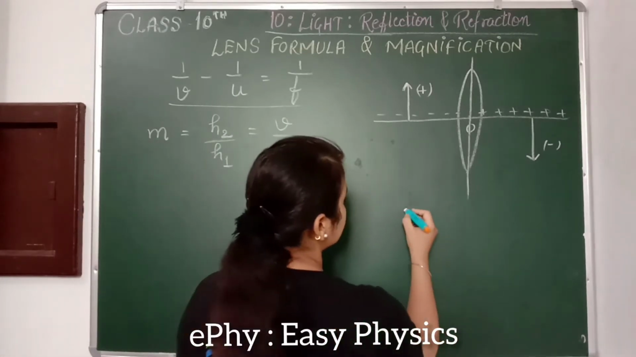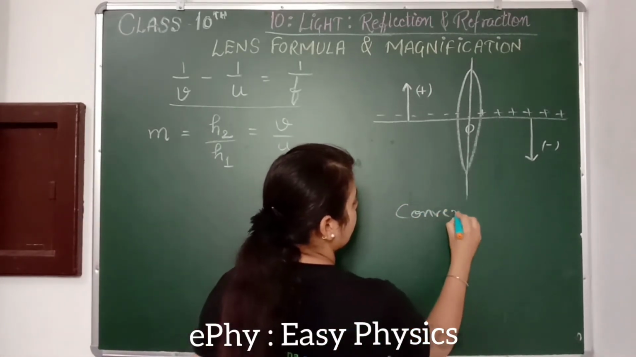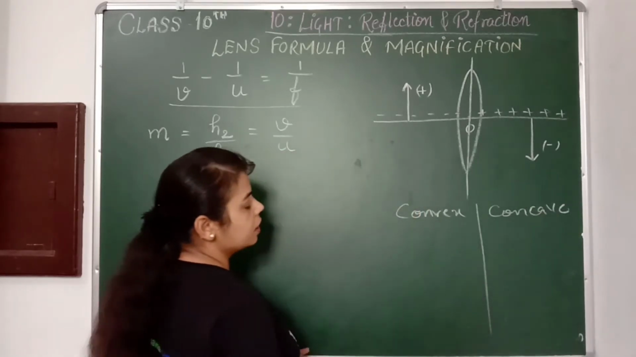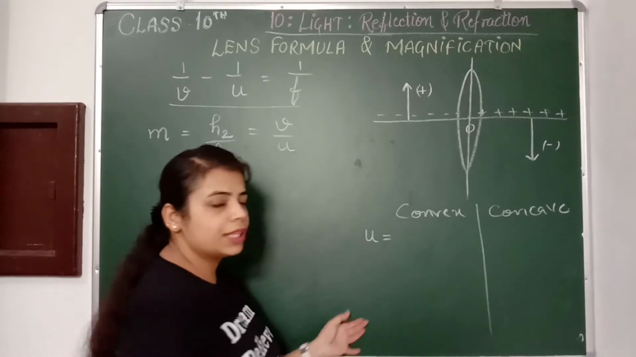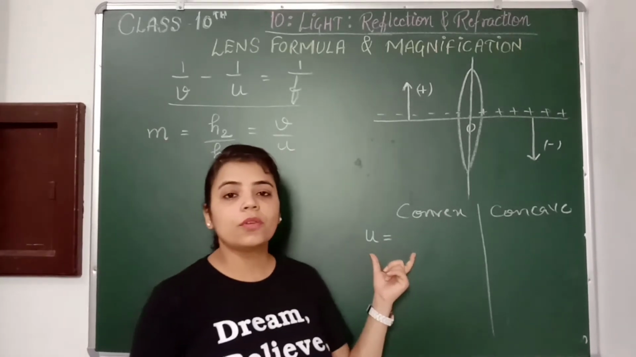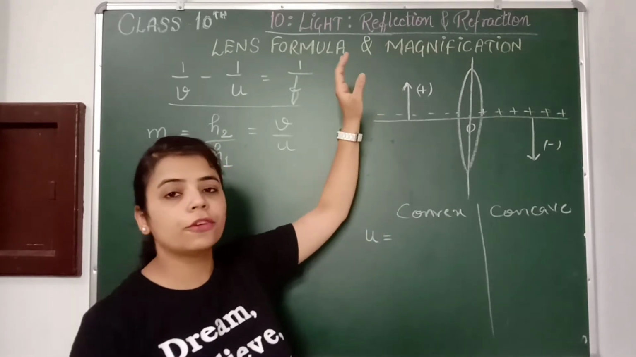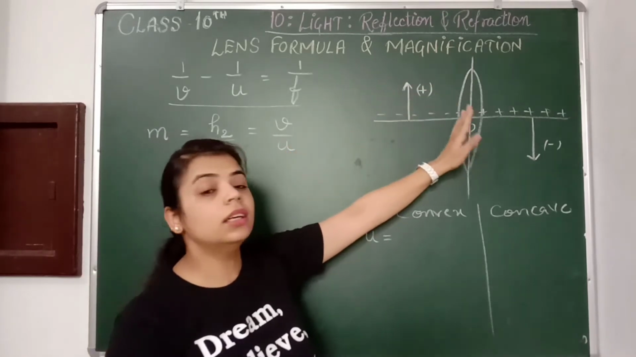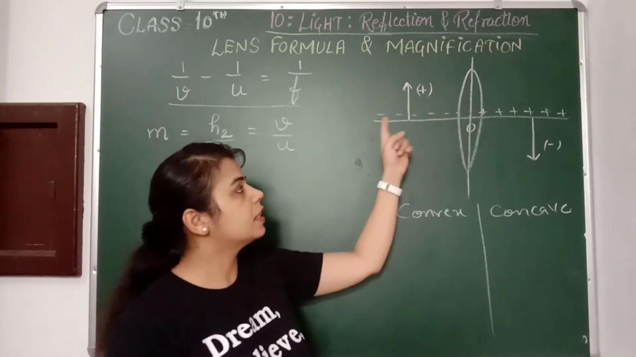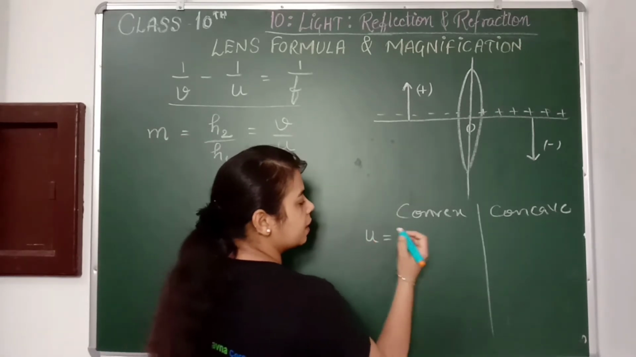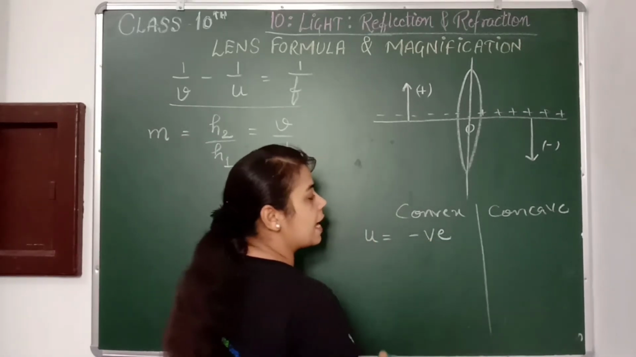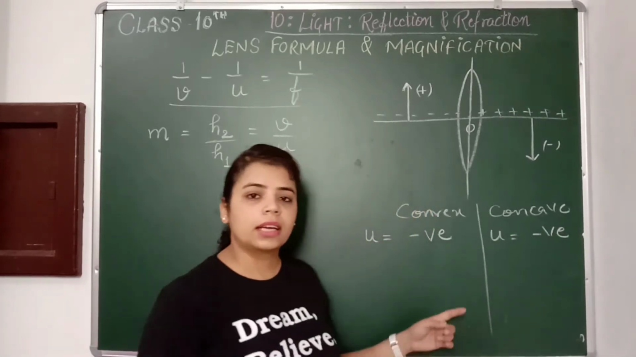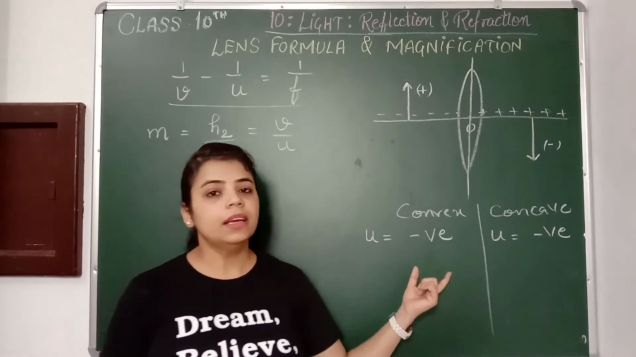Now we will check the various signs of v, u and f for the concave and convex lenses. Let us consider convex and concave lenses simultaneously. First let us consider object distance. As I am saying, we are considering the light incident from left to right always. So the object will always be towards the left of the lens. So the left distances are negative. So object distance will always be taken as negative in both cases, whether the lens is convex or concave.